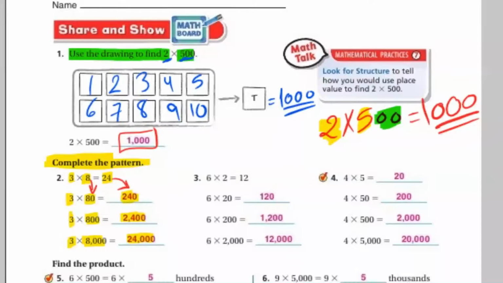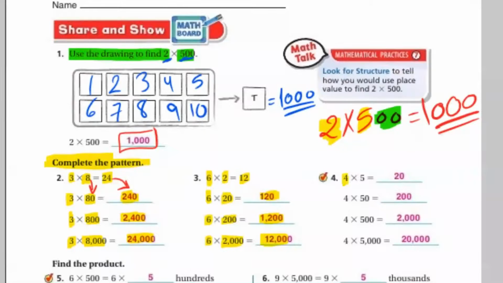25,000. The next one, 6 multiplied by 2 equals 12. 6 multiplied by 20 equals 120. 6 multiplied by 200 equals 1200. And 6 multiplied by 2000 equals 12,000.